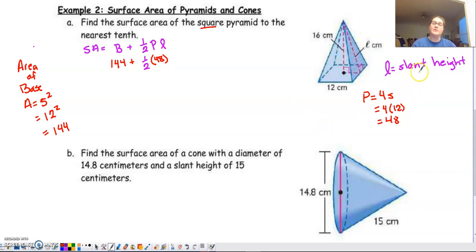And so we have to do a little bit of reasoning here. So this slant height is the height up the side of the pyramid. And this makes a nifty, handy-dandy right triangle. So we can use Pythagorean theorem. So the height here, this 16, goes from the center of the pyramid.